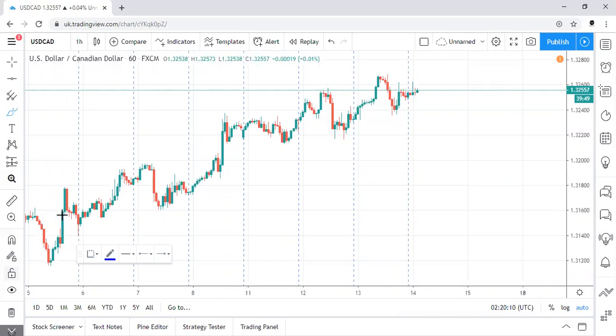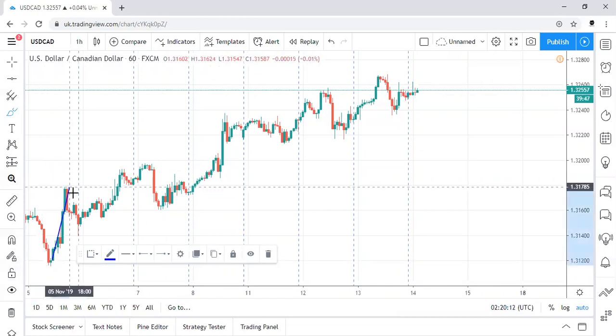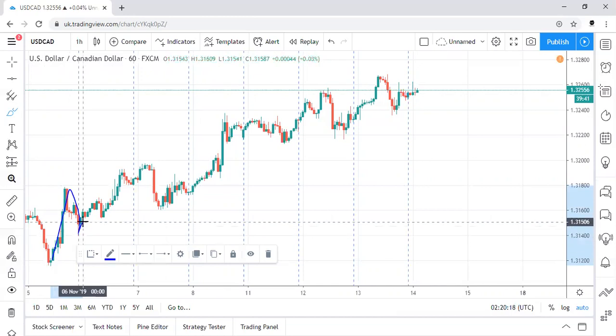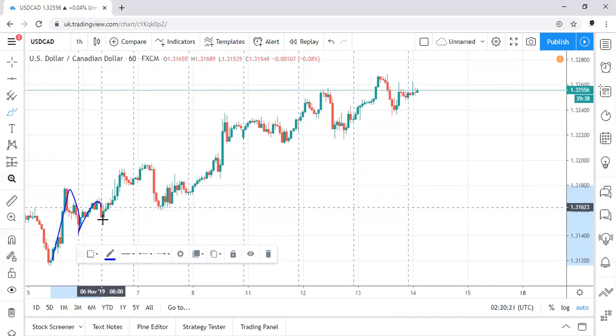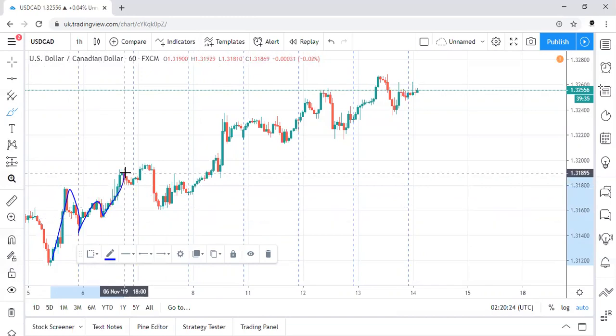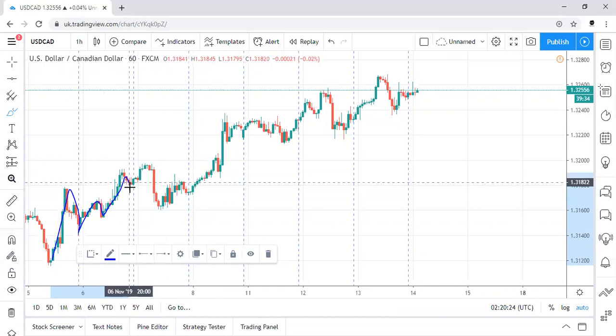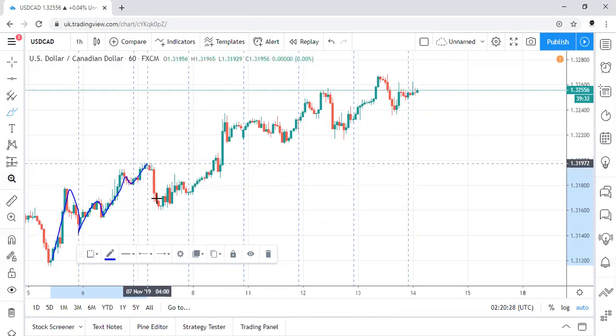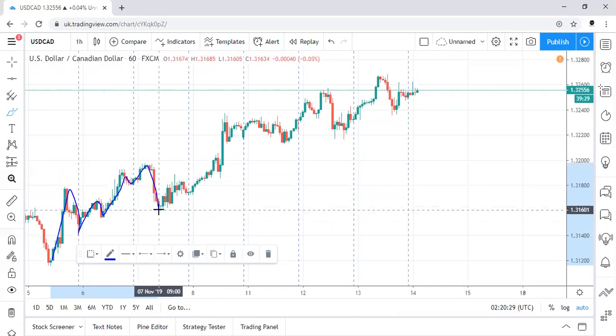It went up here, retraced. Once it's done retracing, you enter somewhere here on a buy. It went up again, retraced, same pattern: up, retrace, uptrend. This was a strong retracement. It was almost like a reversal. The same thing will happen here.